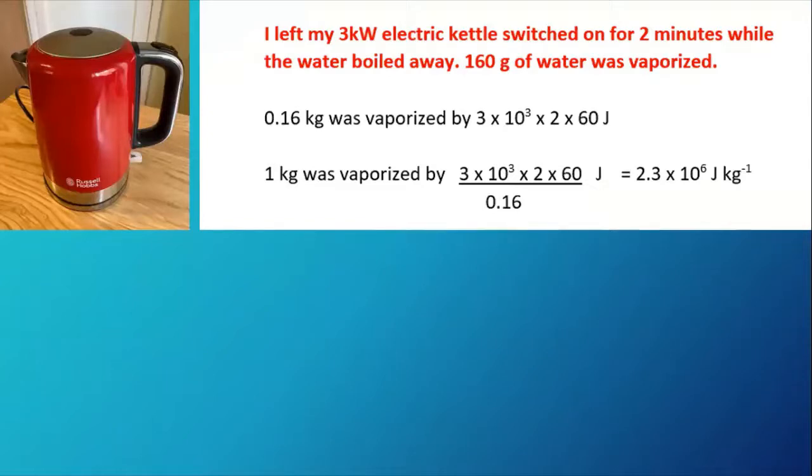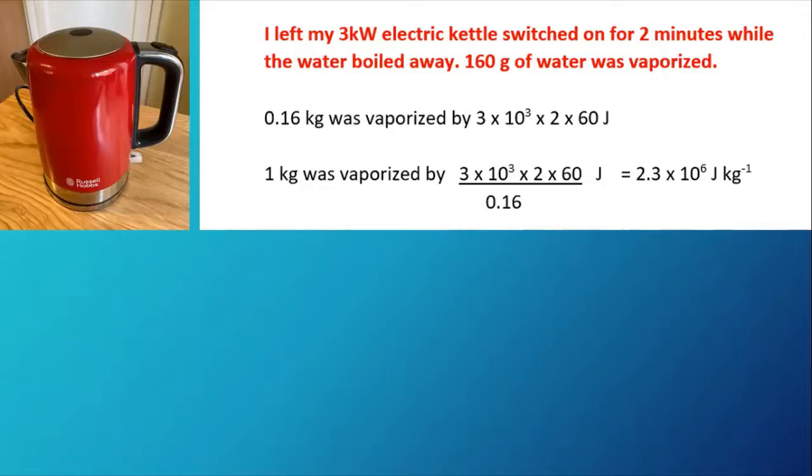I left my 3 kilowatt electric kettle switched on for 2 minutes while the water boiled away. It had already reached 100 degrees centigrade. 160 grams of water was vaporized as steam, and then water vapor. 0.16 kilogram was vaporized by 3 times 10 to the 3 times 2 times 60 joules. We need to work in seconds, we need to work in watts. So 1 kilogram was vaporized by 2.3 times 10 to the 6 joules.